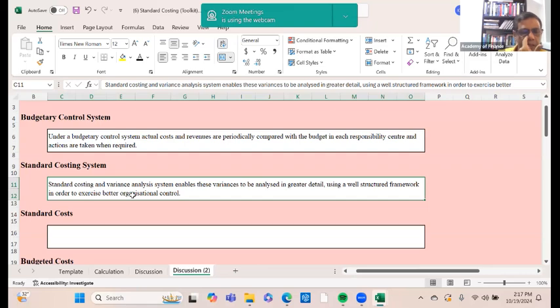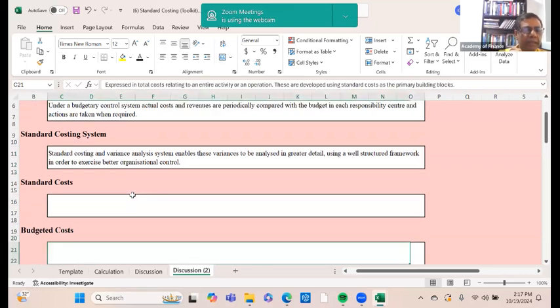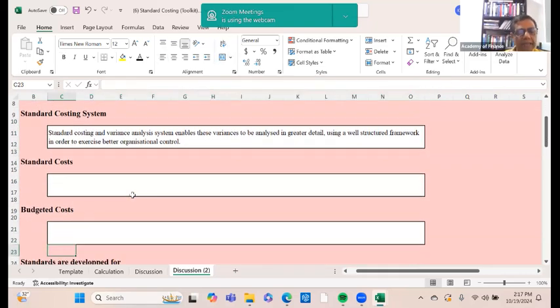Okay, now you need to think and give me an answer. What is a budget and what is a standard, and what is the difference between a budget and a standard?